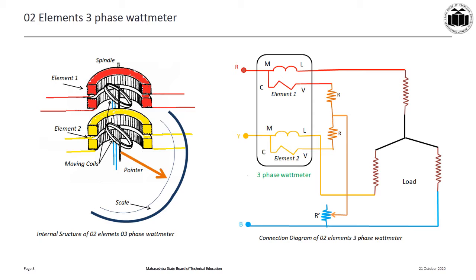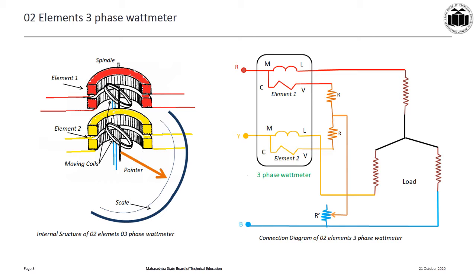Here a 2-element 3-phase wattmeter is shown, which works on the same working principle of the single phase dynamometer type wattmeter, but the main difference is in its construction. A current coil together with its pressure coil is known as an element. Therefore, a 3-phase wattmeter has 2 elements. The connection of 2 elements of 3-phase wattmeter are the same as that of 2 wattmeter methods using 2 single phase wattmeters. Both the elements are fitted on a single spindle having one pointer attached to it.